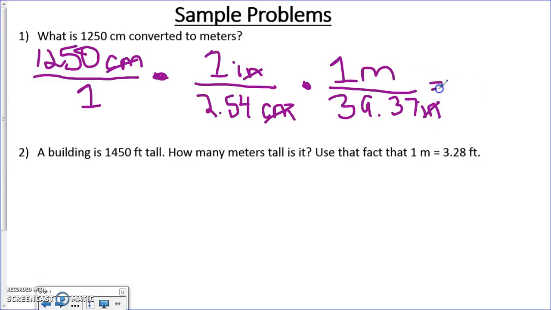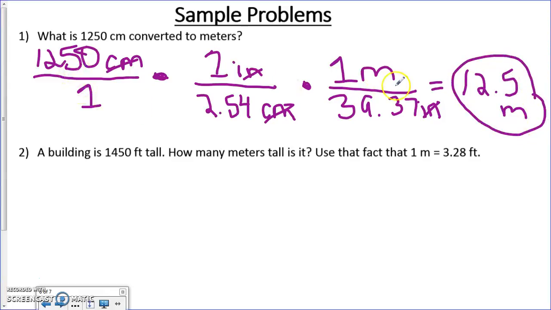And then if we multiply across, I'm just going to give you the final answer. Okay, it's going to be 12.5 meters. That's if we multiply the numerator, multiply the denominator, and divide.